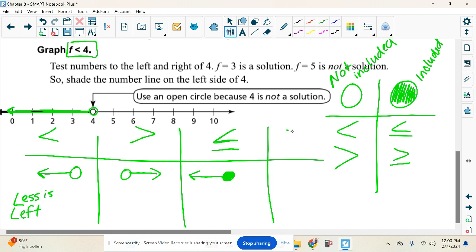So that means the greater than or equal to symbol is going to be closed, pointing to the right. And you're going to be probably flipping back and forth to that for a while.